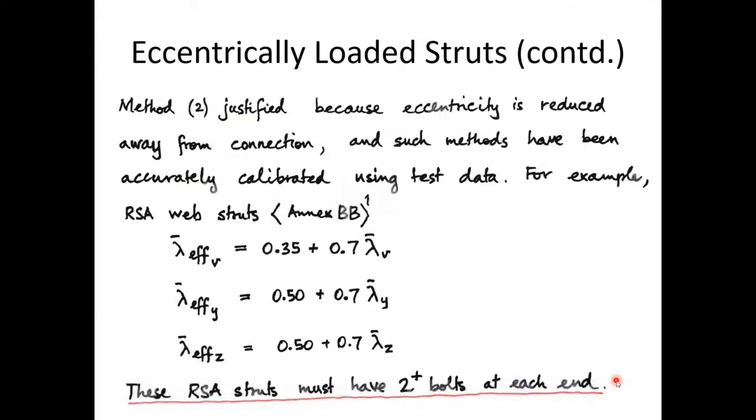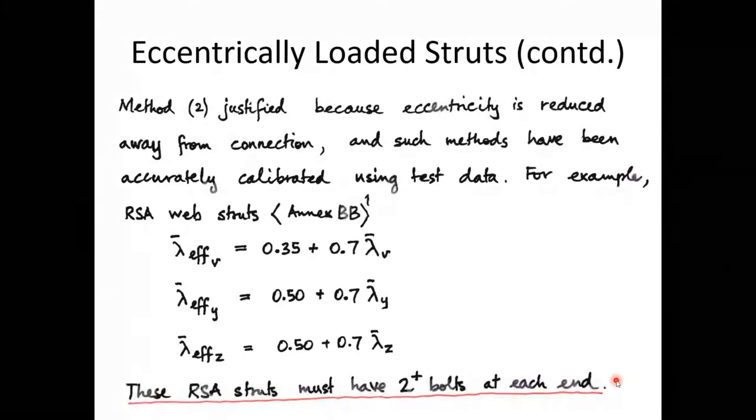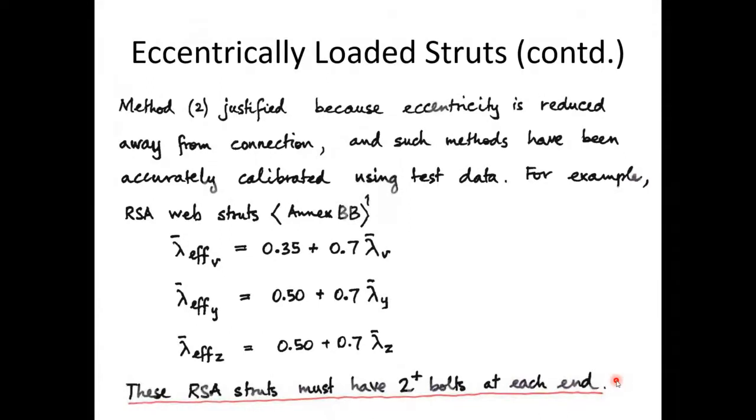Okay, so method 2 is justified because the eccentricity effect is reduced away from the connection. So if we do a finite element analysis of that, we would see that we have higher stresses at the end from the moments, but that stress quickly dissipates down the member. It doesn't affect the stresses further into the member. And as such, the methods have been accurately calibrated against test data.